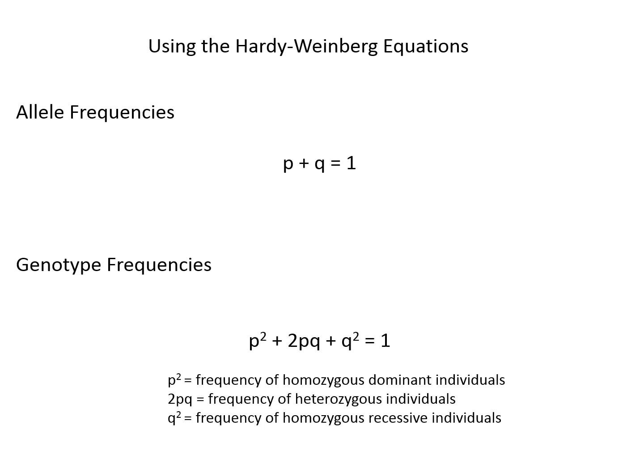I'm going to take you through a couple of practice problems using the Hardy-Weinberg equations. So let's just review the equations to start with. Remember that if we are looking at the allele frequencies, we can use the equation P plus Q equals 1. P represents the frequency of the dominant allele, whereas the Q represents the frequency of the recessive allele.